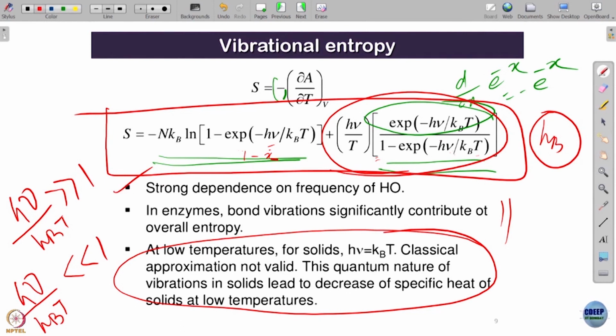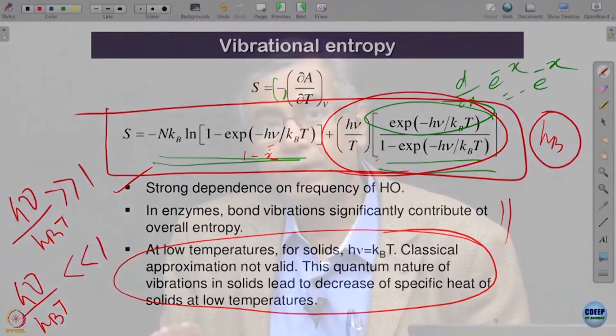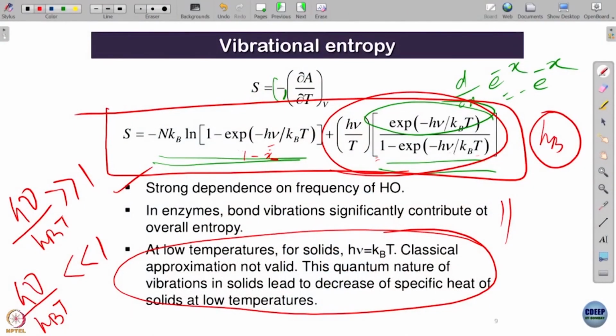So low frequencies have a very different contribution to entropy. They come up with a significant contribution. While high frequency modes make no contribution to entropy, because h nu by kBT is all in an exponential, in low frequency, as I just discussed, a significant non-zero contribution comes, and that plays an extremely important role.